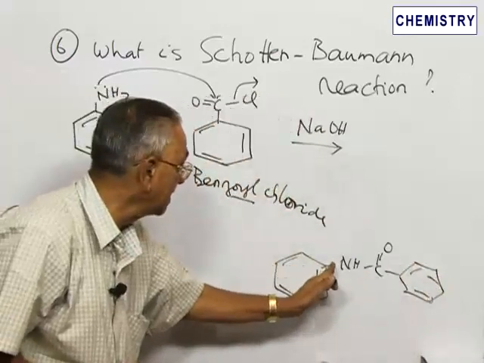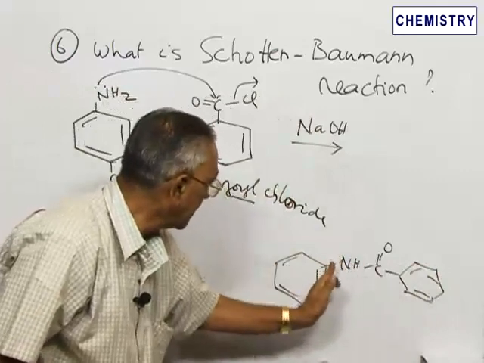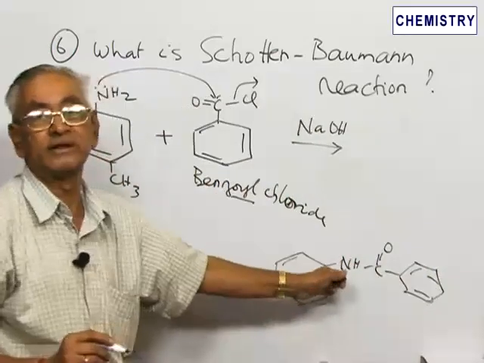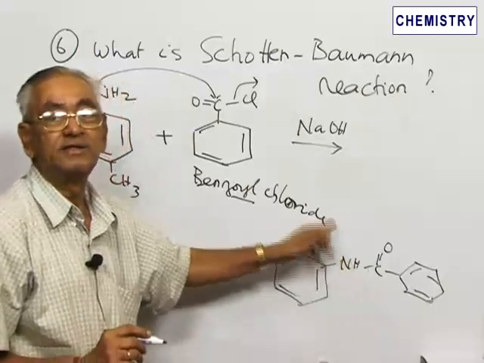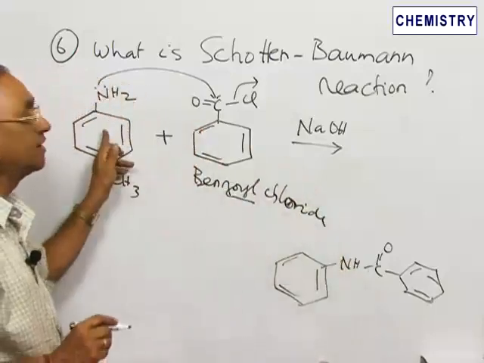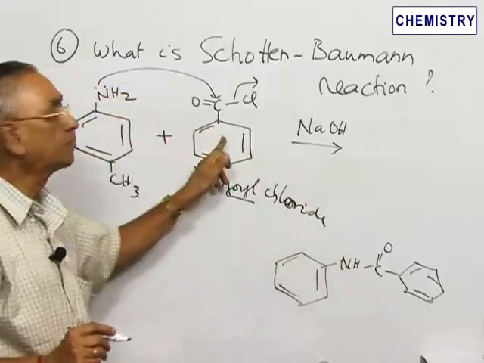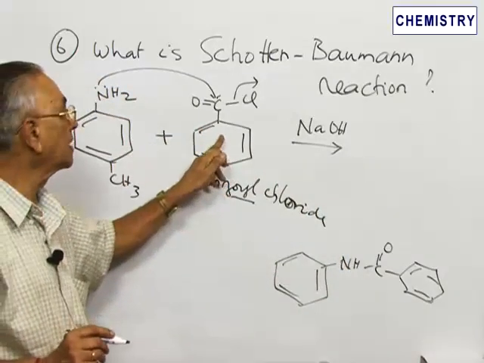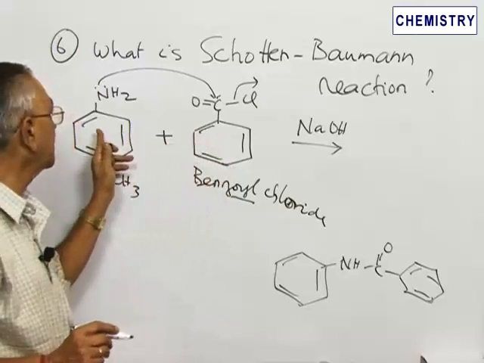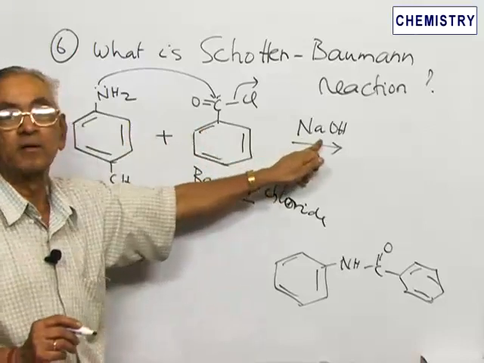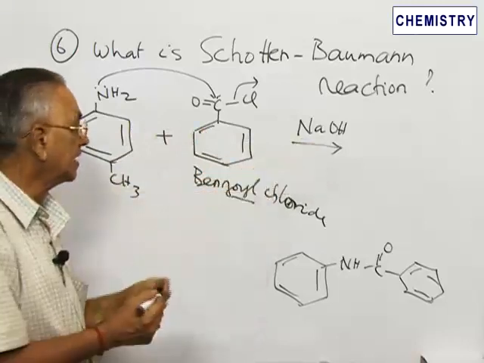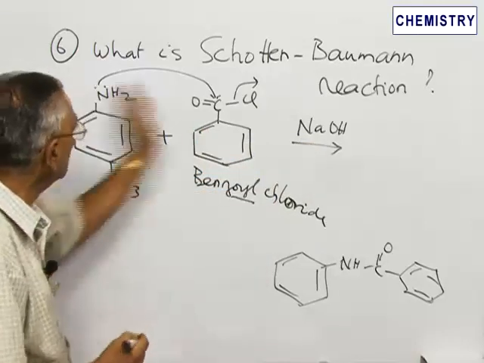This is also benzamide, a phenyl derivative of benzamide, or this is known as benzanilide. This is one of the derivatives of aniline on treatment with benzoyl chloride. Normally, the reaction is carried out by taking aniline and treating it with benzoyl chloride, shaking it up with a little bit of sodium hydroxide. The purpose of sodium hydroxide is to remove the HCl.